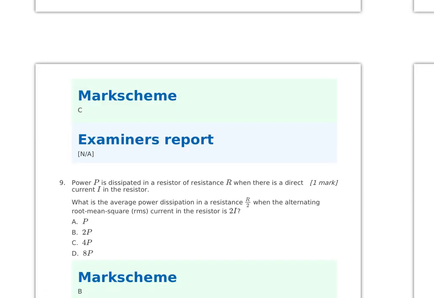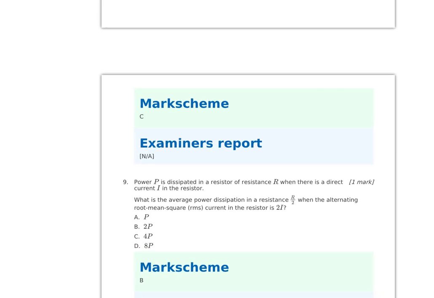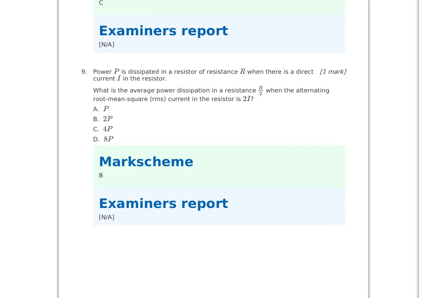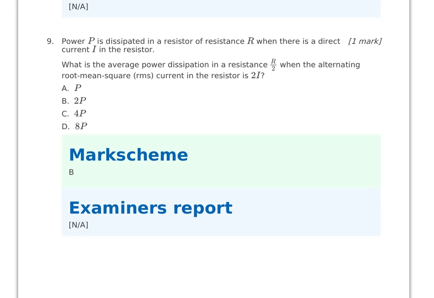You can see that I'm not lying because the mark scheme says the answer is C. C for the mark scheme. So for that right there. No comment from the examiners. All right, number 9.